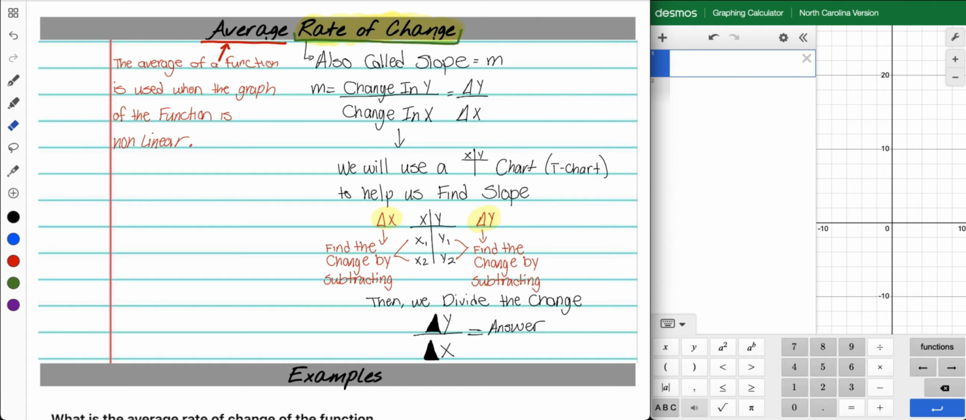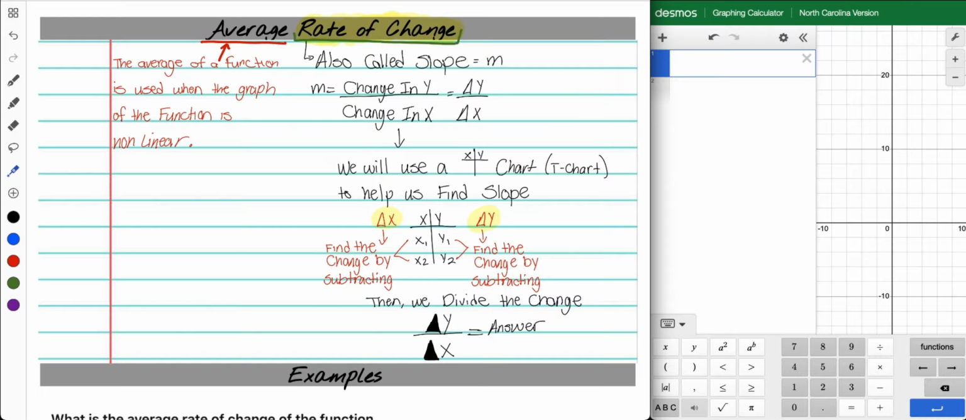Okay, so the average rate of change is the average of a function, which is used when the graph is nonlinear. Okay, so we use average of a function when the actual graph of that function is nonlinear. That means it's not a straight line. Okay. So that's where the word average comes into play.